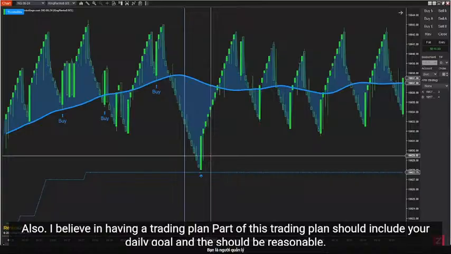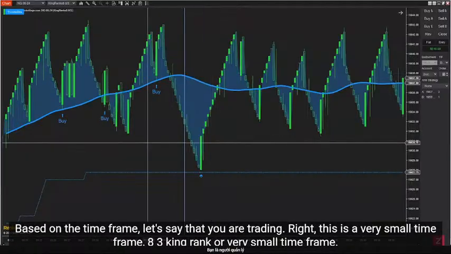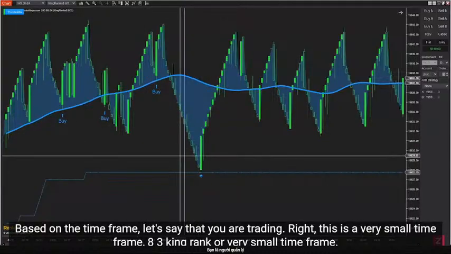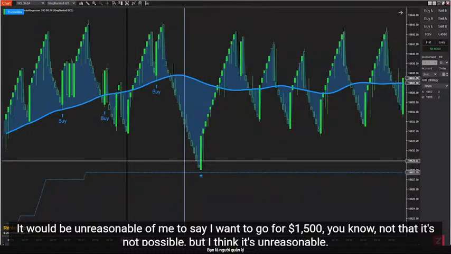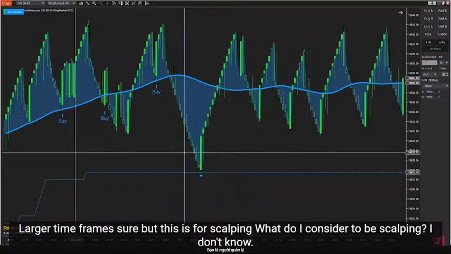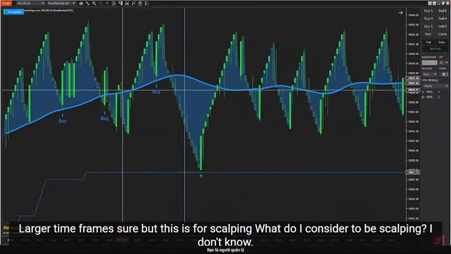Also, I believe in having a trading plan. Part of this trading plan should include your daily goal, and it should be reasonable based on the time frame that you are trading. This is a very small time frame, 8-3 King Renko, very small time frame. It would be unreasonable of me to say I want to go for $1,500. Not that it's not possible, but I think it's unreasonable. Larger time frames, sure, but this is for scalping.